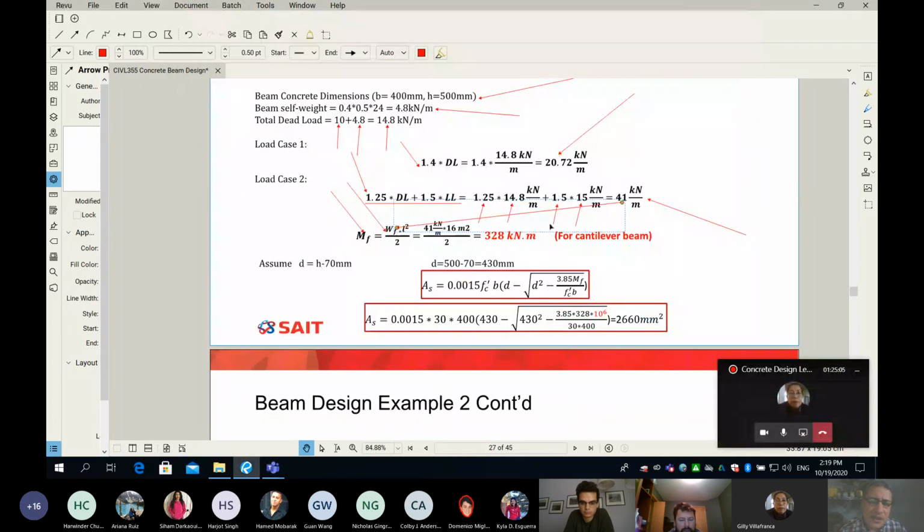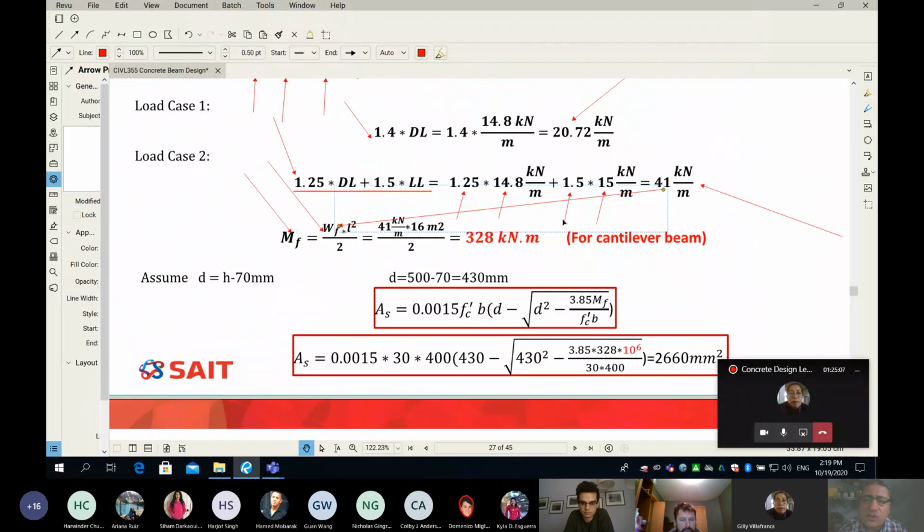So what happened here? Once your W is ready, the WF, which is the factored load, you simply use it to find the bending moment. Now, here is something that we will fight on. We will fight, you will see that.